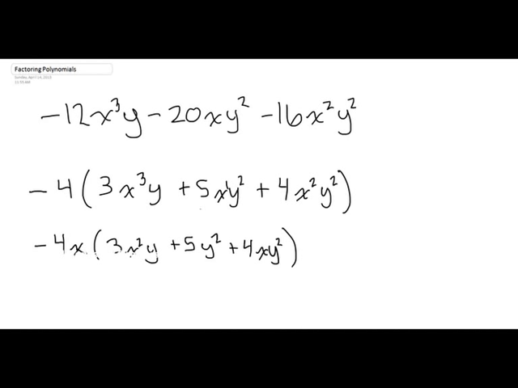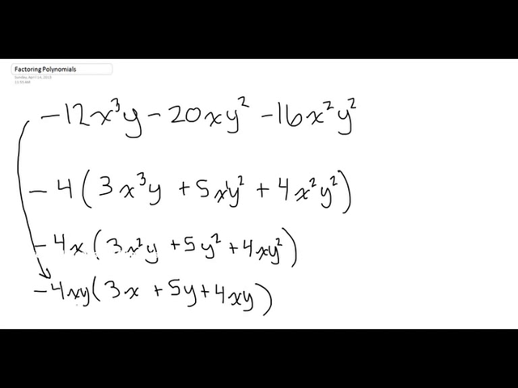So finally, what's the last thing I can factor out? Well, this one has a y, this one has a y squared, and this one also has a y squared. So what's the biggest thing that they all have in common? Well, it's just a y. So we're going to have negative 4xy, and I'm going to have 3x plus 5y plus 4xy.